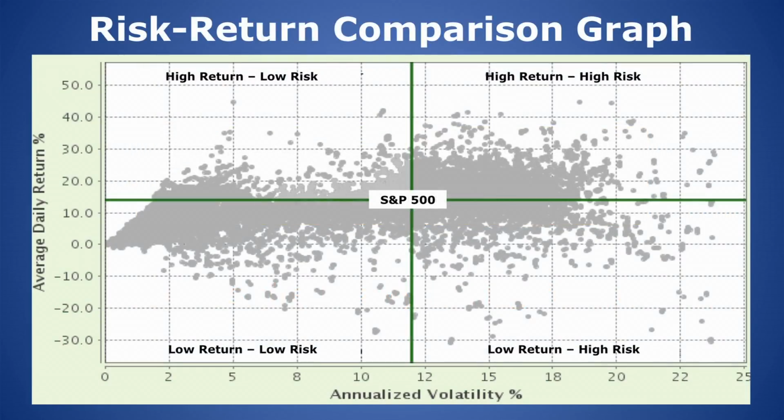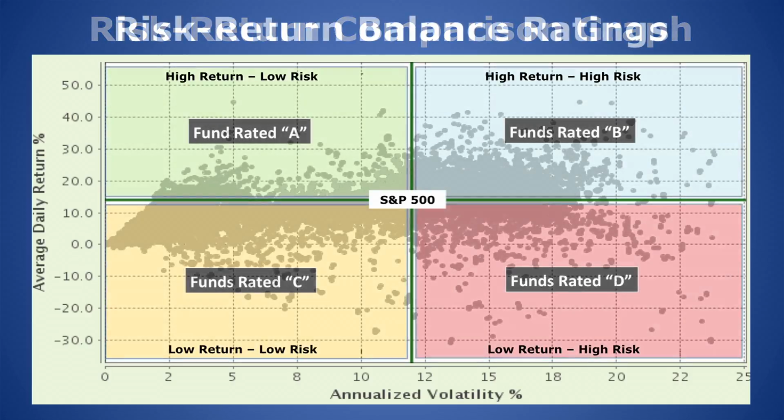Here's a typical risk-return comparison graph from a FundReveal report. The gray dots are showing the recent returns and riskiness of all funds. The graph is real. This is how mutual funds behave in their risk-return balance. Only some funds are showing higher returns relative to the market. Many high-risk funds are showing lower returns.